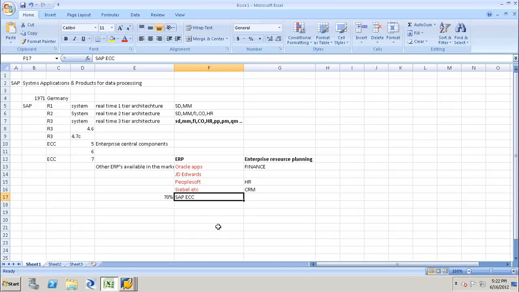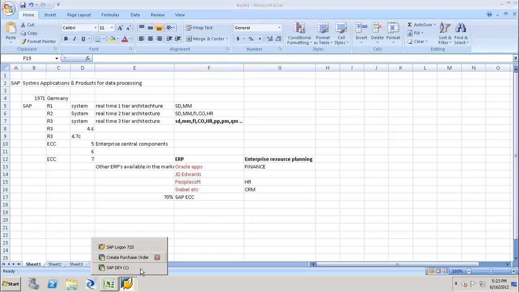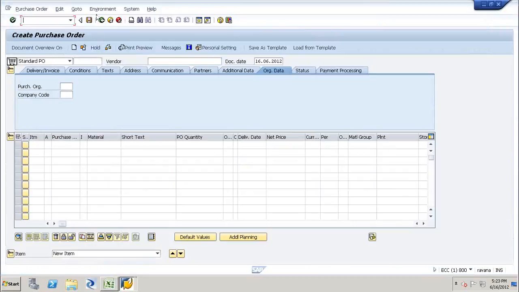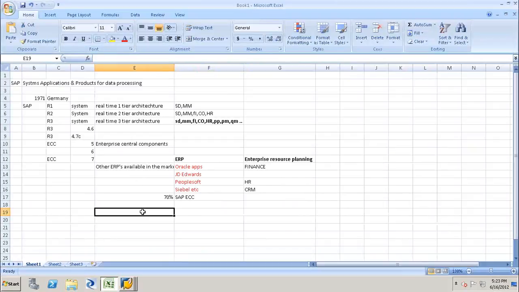What is that automation? What exactly is automated? Automation means, say if I logged into SAP ECC, before I create a purchase order, generally say I belong to a production department. I'm not a purchasing department guy. Let me give you another example.